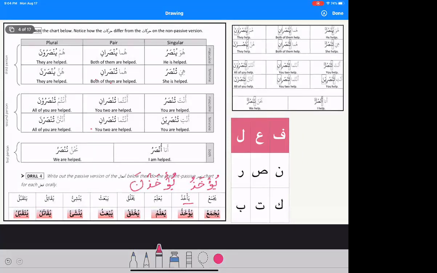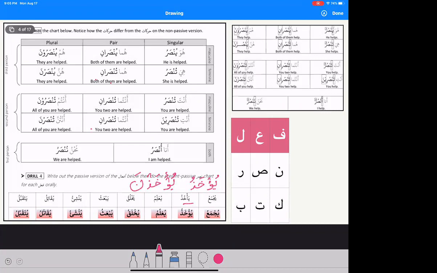Yukhazna. Then anta tukhazu, antuma tukhazani, antum tukhazuna, anti tukhazina, antuma tukhazani, antunna tukhazna. Once you do hunna, then antunna is easy. So just you're gonna add ta instead of ya. So tukhazna. And then ana ukhazu, and nahnu nukhazu. So this is how it's going to work.